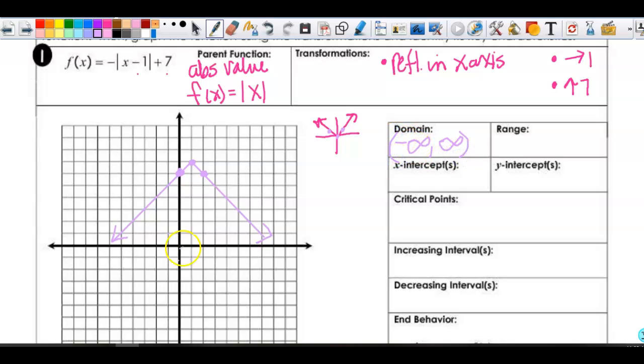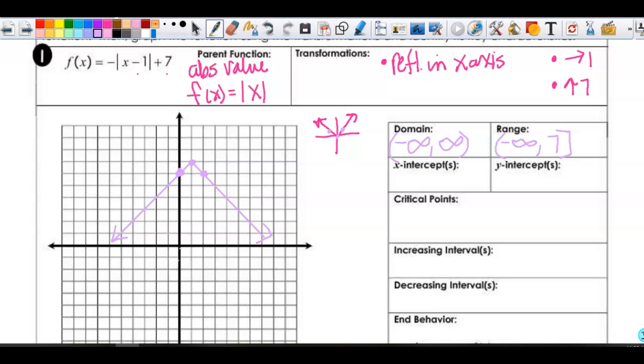My range is my y values, so I start up here at 1, 2, 3, 4, 5, 6. So this is at a +7, but I always go left to right, bottom to top. So I'm starting at -infinity for my y values and going to a +7. I include the 7, but I never include my infinities.